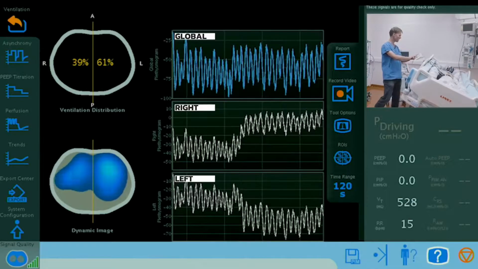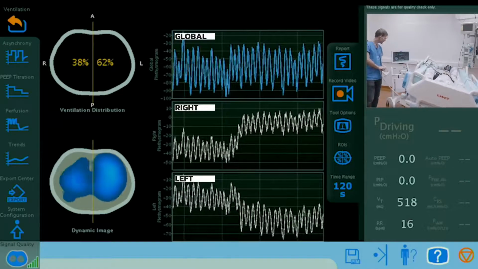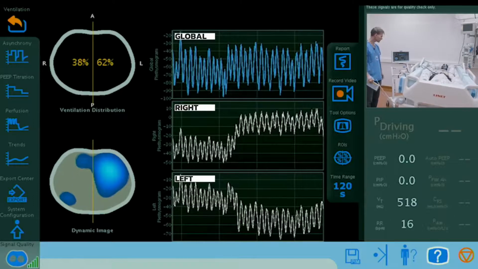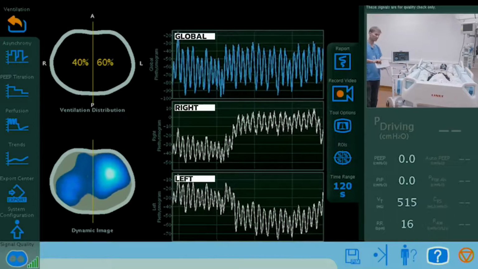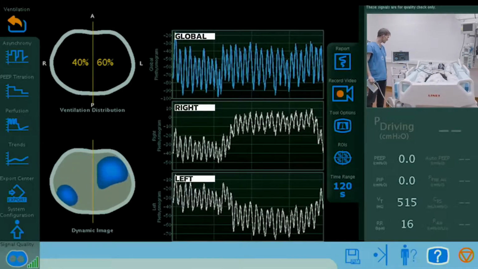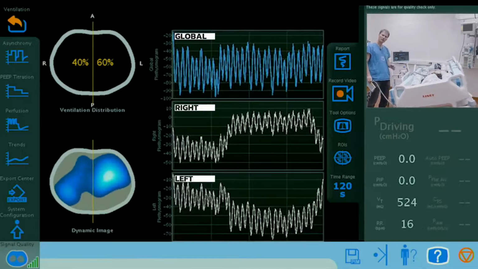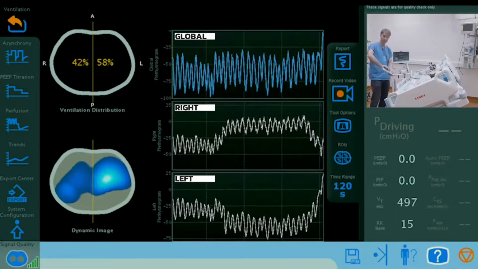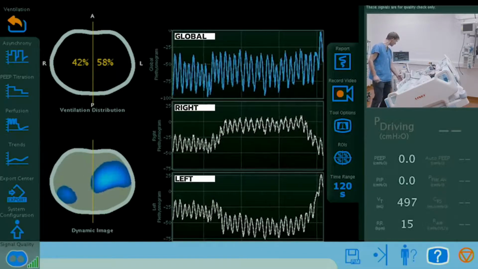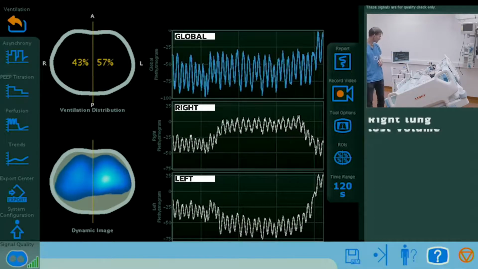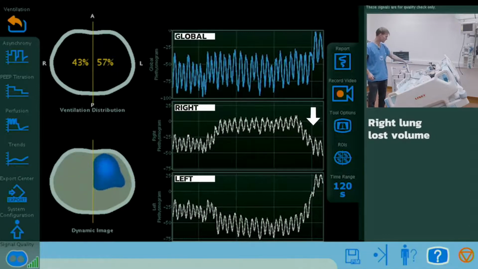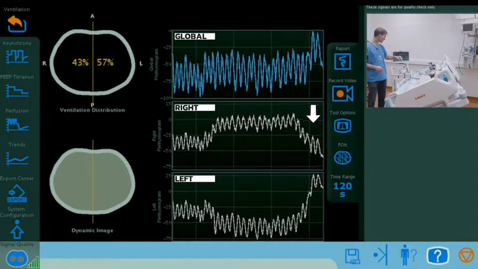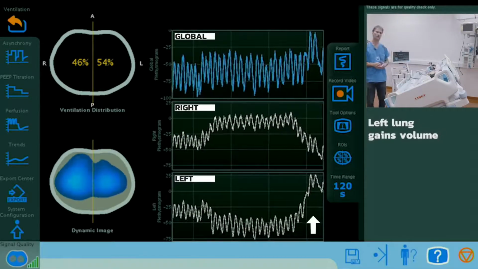Now we're moving back, and we will go to the opposite side. It's not mentally too difficult to assume that it'll be kind of opposite, and it is kind of opposite. Again, instantaneously, the right lung, the bottom one, is now losing volume. The top lung, the left lung, has gained volume.